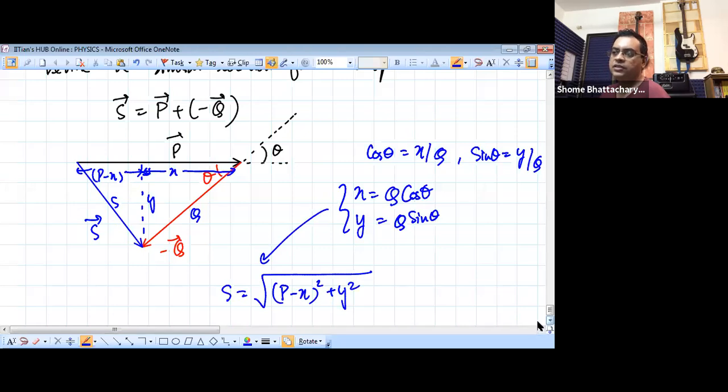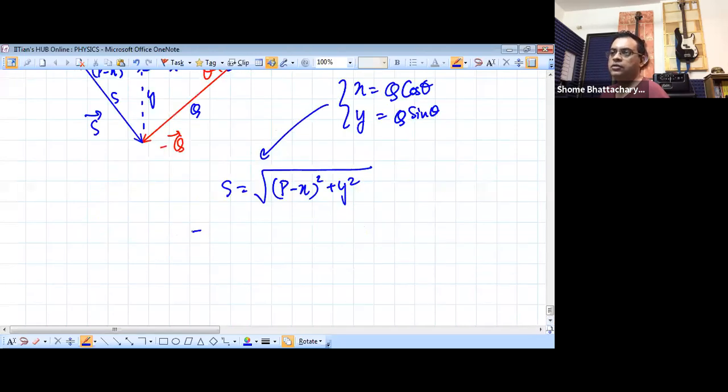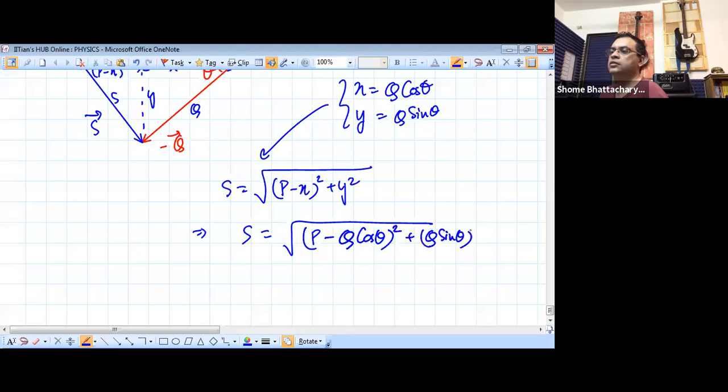Yeah, fine, Tej. You've done that, that's good. So now substitute these values. So p minus x is becoming how much? (p minus q cos theta) whole square. And y is how much? (q sine theta) whole square.